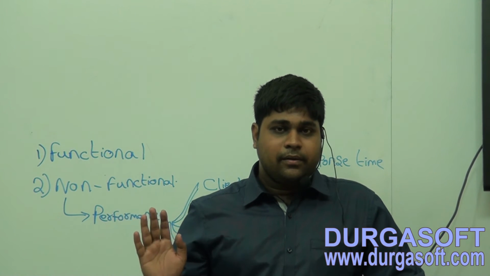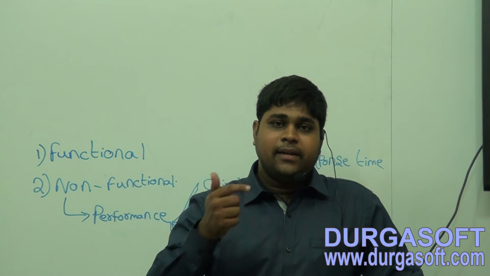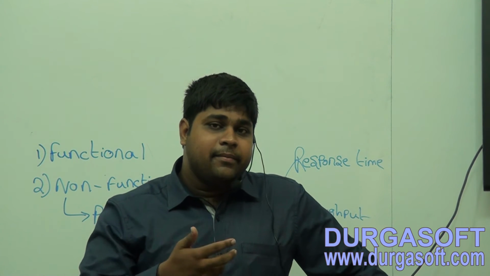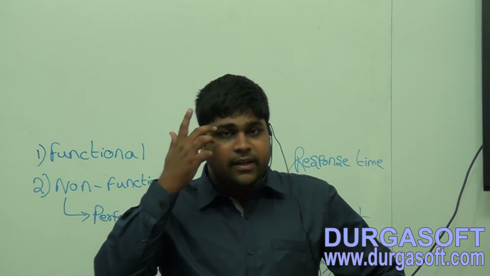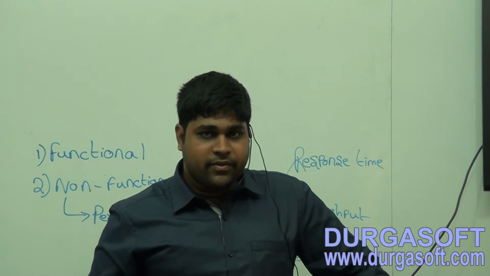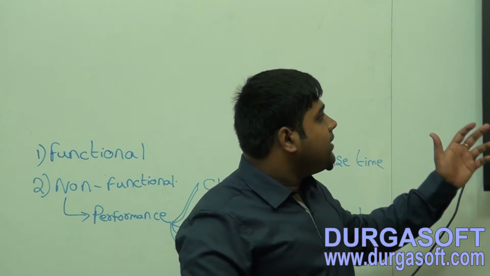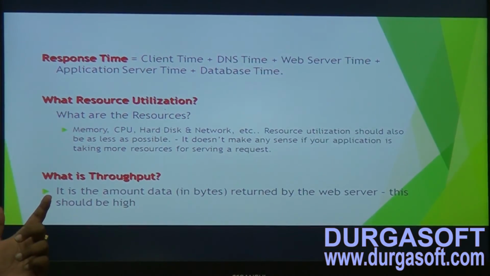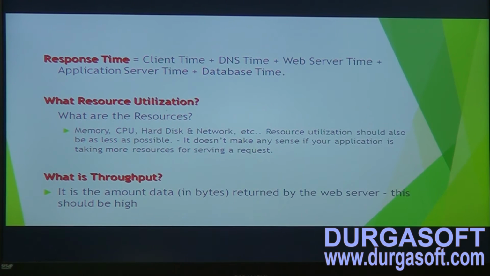We type Flipkart, then it goes to the DNS server. From the DNS it goes to the web server. If there is static data, it is fetched from the web server. If there is dynamic data, it is fetched from the application server. If there is any database-related data, it goes to the database server and gets all the data. This is the request flow. That's why, if you want to calculate the response time, you need to calculate the client time, DNS time, web server time, app server time and database time. If you sum up all these, we can calculate the response time. After that, the resource utilization, as I said: memory, CPU, hard disk and network. These are the main resources we want to concentrate on.